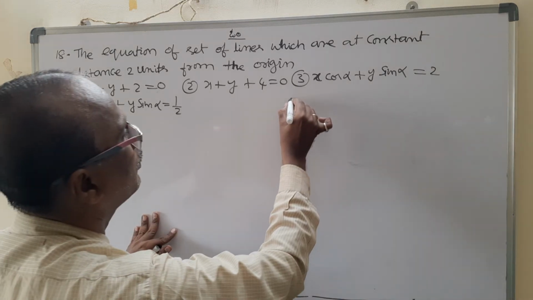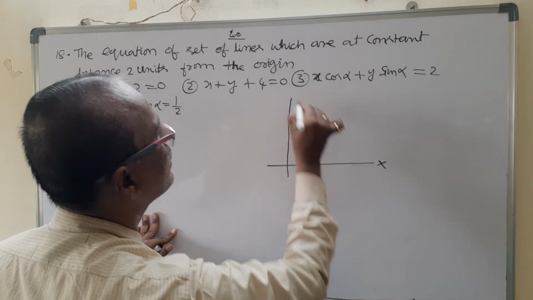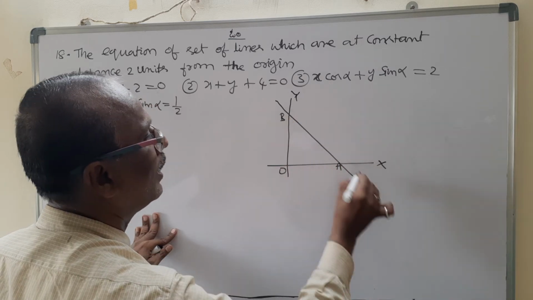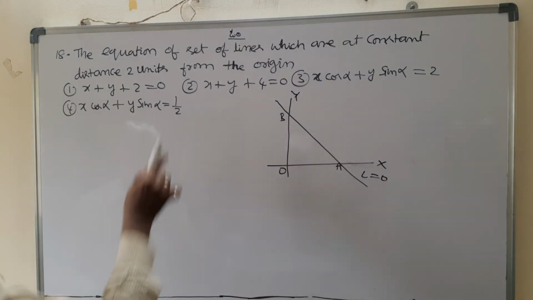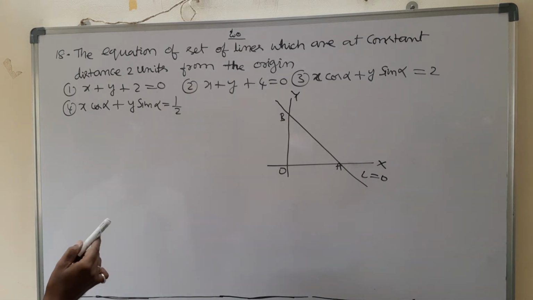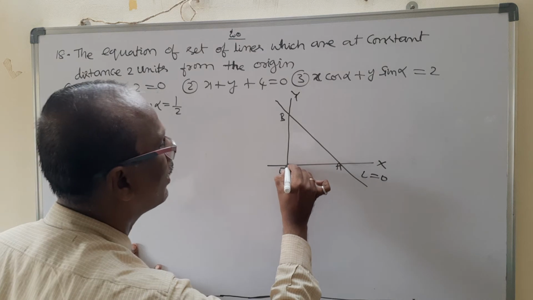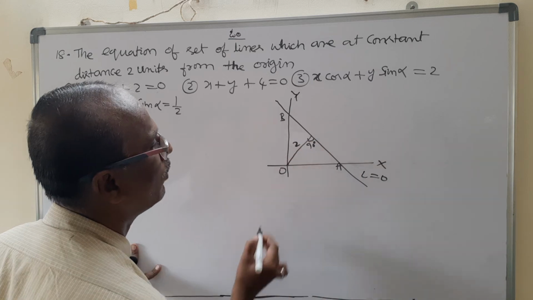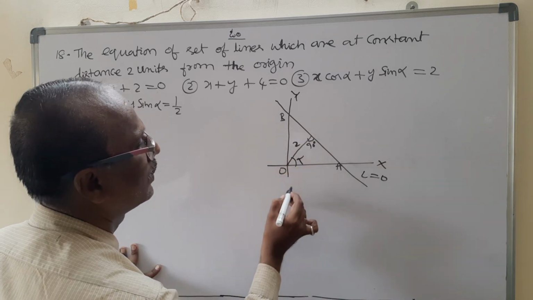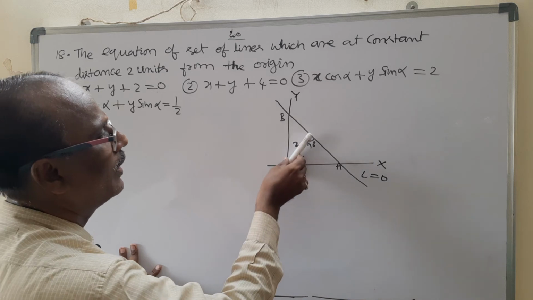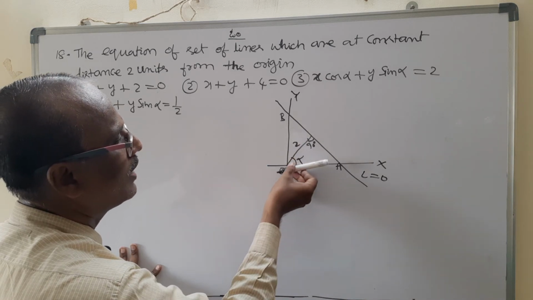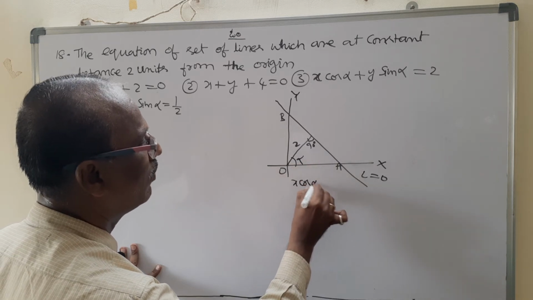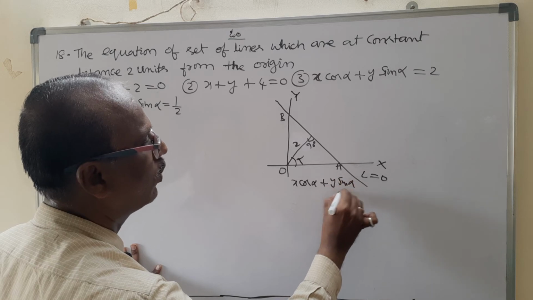This is a very simple problem. X axis, y axis, origin. One line is there, AB. This is the line L equal to 0. In this question, the equation of set of lines which are at constant distance 2 units from origin. Distance means perpendicular distance, 2 units from origin. This is alpha. If the normal ray distance is small p and makes an angle alpha with x-axis, then the line equation is x cos alpha plus y sin alpha equal to p.